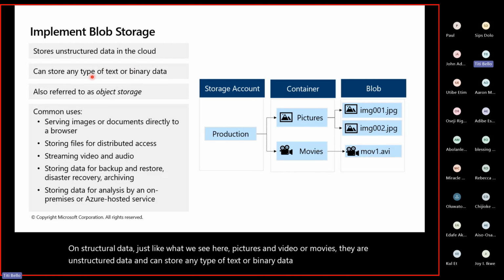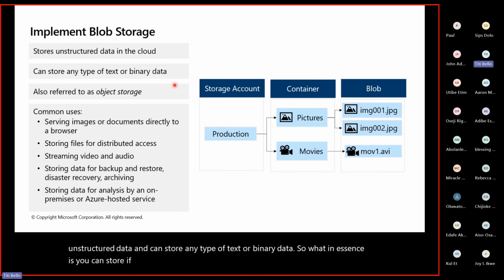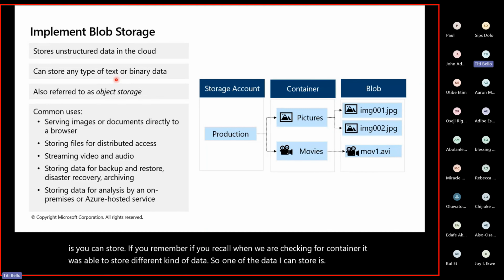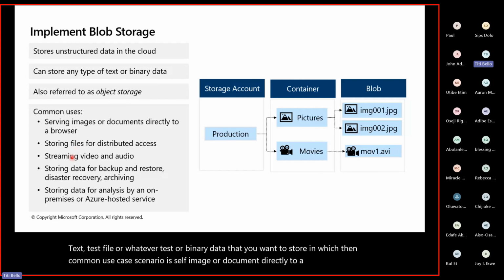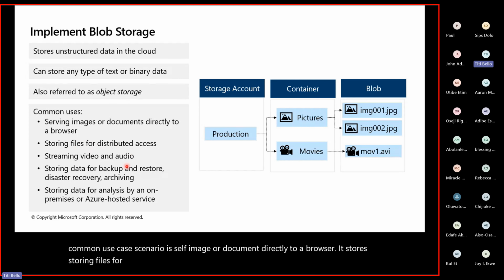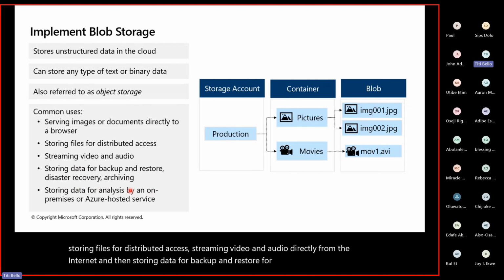So in essence, if you recall, when we were checking the container, it was able to store different kinds of data. One of the data I can store is a text file, or whatever text or binary data that you want to store in it. Then common use case scenarios are serving images or documents directly to a browser, storing files for distributed access, streaming video and audio directly from the internet, and storing data for backup and restore for disaster recovery and archiving purposes.